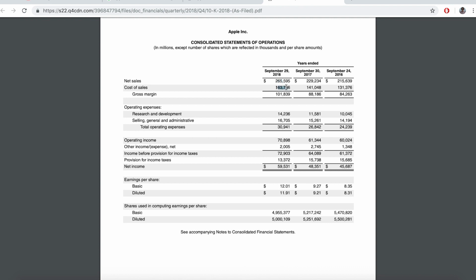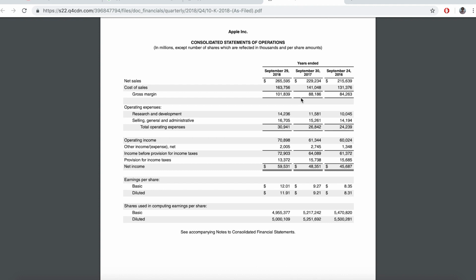So that means that after taking into account costs for the components in these phones and for their other things that they have, their Mac, their watches, and that sort of thing, they had $102 billion in terms of gross profit.